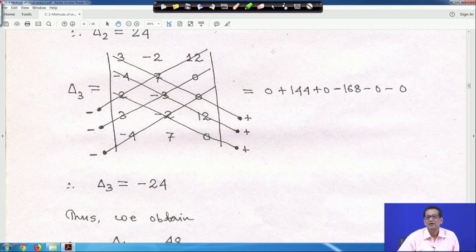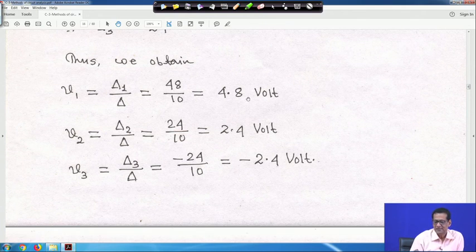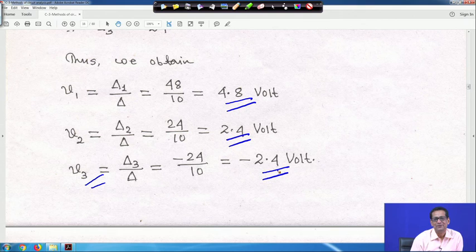V 1 will be delta 1 by delta, so V 1 is equal to delta 1 by delta. So, it will be 48 by 10, so 4.8 volt. V 2 will be delta 2 by delta, so the answer will be 2.4 volt, and V 3 will be minus 24 by 10, delta 3 by delta, so minus 2.4 volt. So, this is the solution, right. So, this is a simple one, I mean how to solve it, but this rule for computing determinants is true for 3 into 3 matrix, right. So, let me clear it.